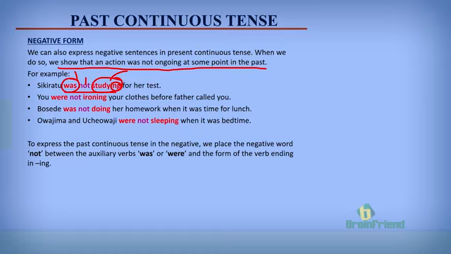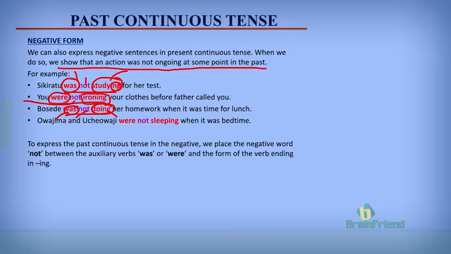The second sentence says, you were not ironing your clothes before father called you. Here we are also trying to say that the action of ironing was not ongoing when father called you. So we find also the auxiliary verb were and the present participle form of the verb iron, which is ironing. And then we have the negative word not. Bosade was not doing her homework when it was time for lunch. The same goes here. Auxiliary verb, present participle verb, and then the negative word not.